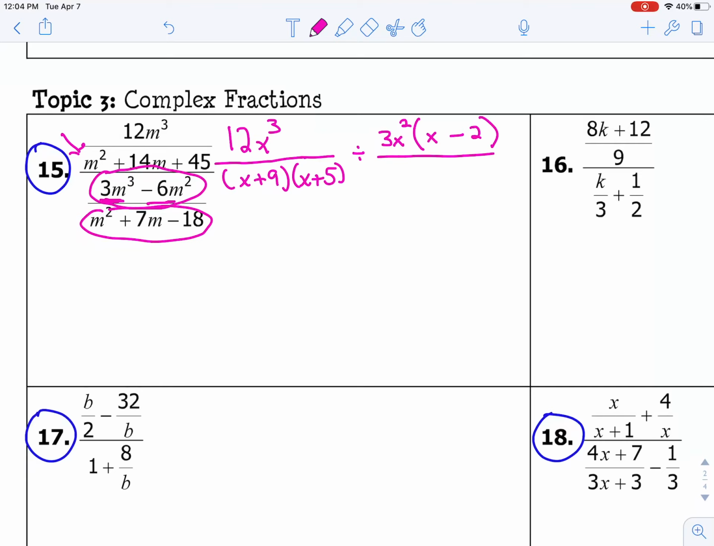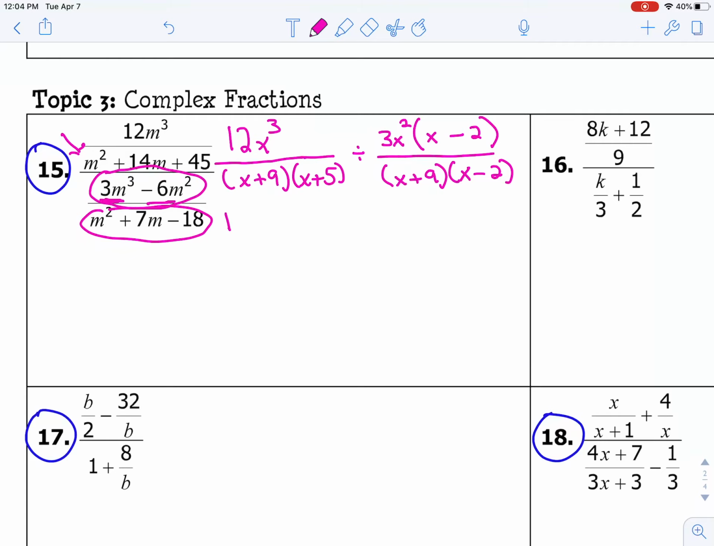Well, what do we have that multiplies to negative 18 and adds to 7? Well, that would be 9 and negative 2. So I'm going to have x plus 9 and x minus 2. Okay, now that I factored each little piece and written it horizontally, those are my first two steps. Now I'm going to make the division multiplication, and I'm going to take the reciprocal of my second fraction.